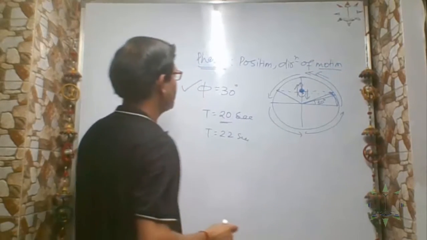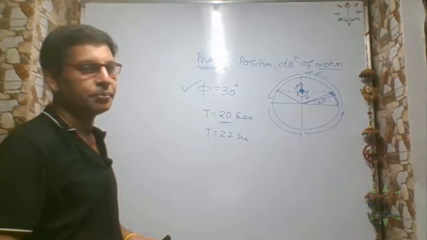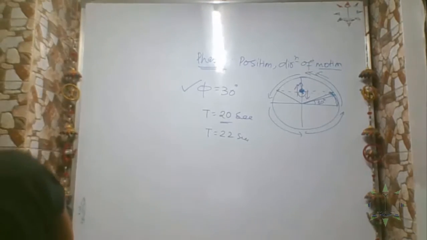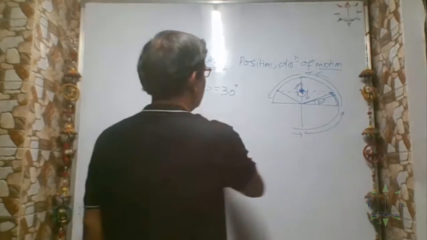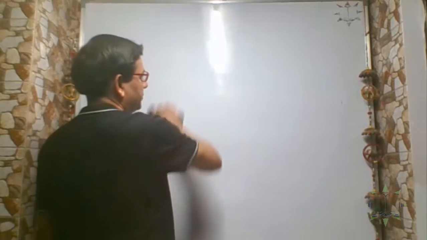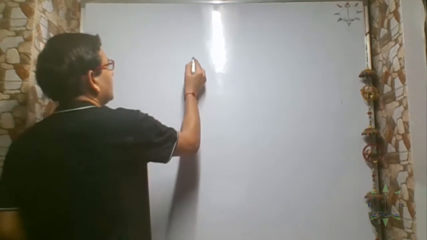So it can be represented either in terms of angle or in terms of time period. Now there are very famous terms normally we use: in phase and out of phase. Okay, in phase. What is in phase?